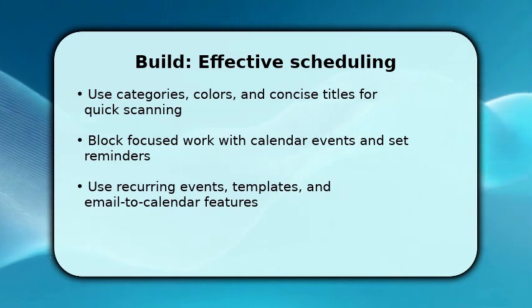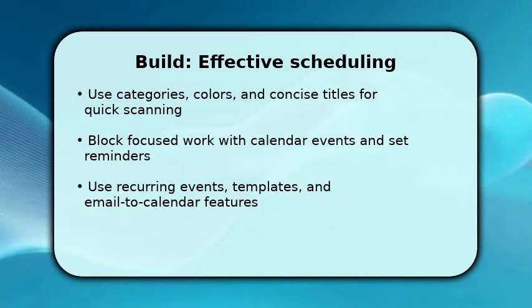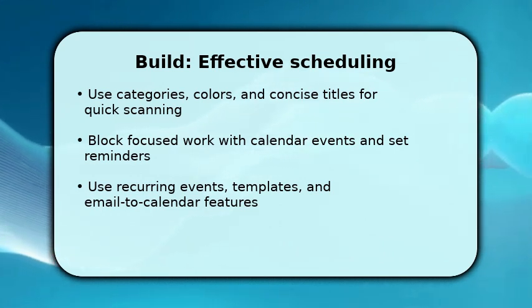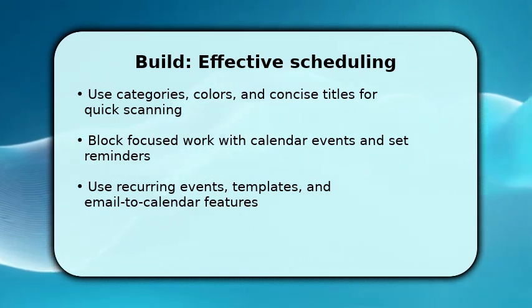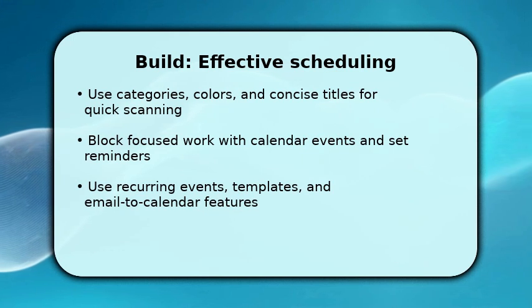Use color categories and brief, searchable titles so you can scan at a glance. Once categorized, block deep work sessions as events with clear end times and buffer periods. This prevents meeting spillover. Make recurring events and event templates for routines. Save repeated settings like location, attendees, and reminders.